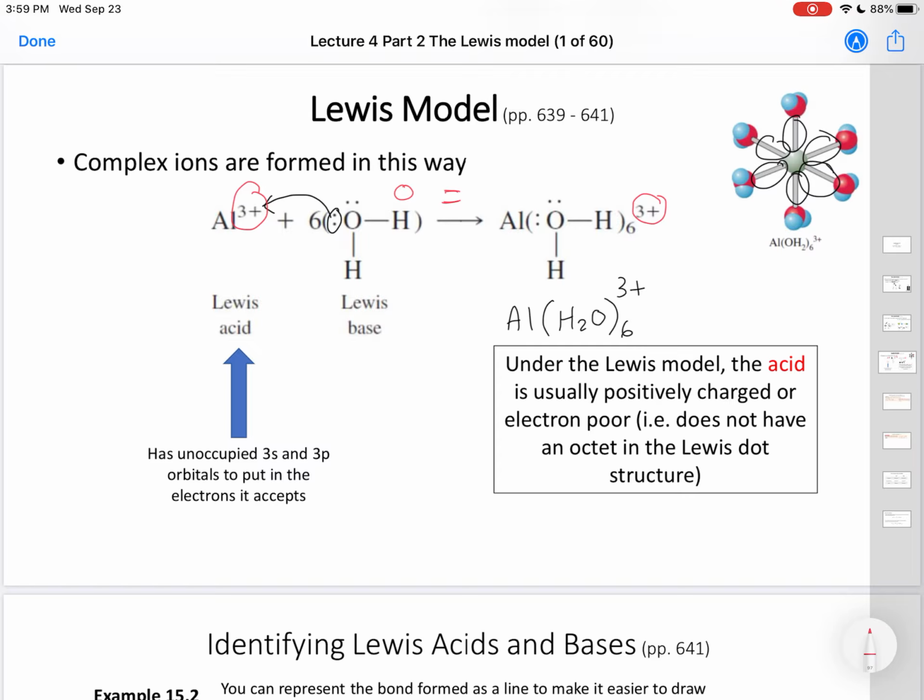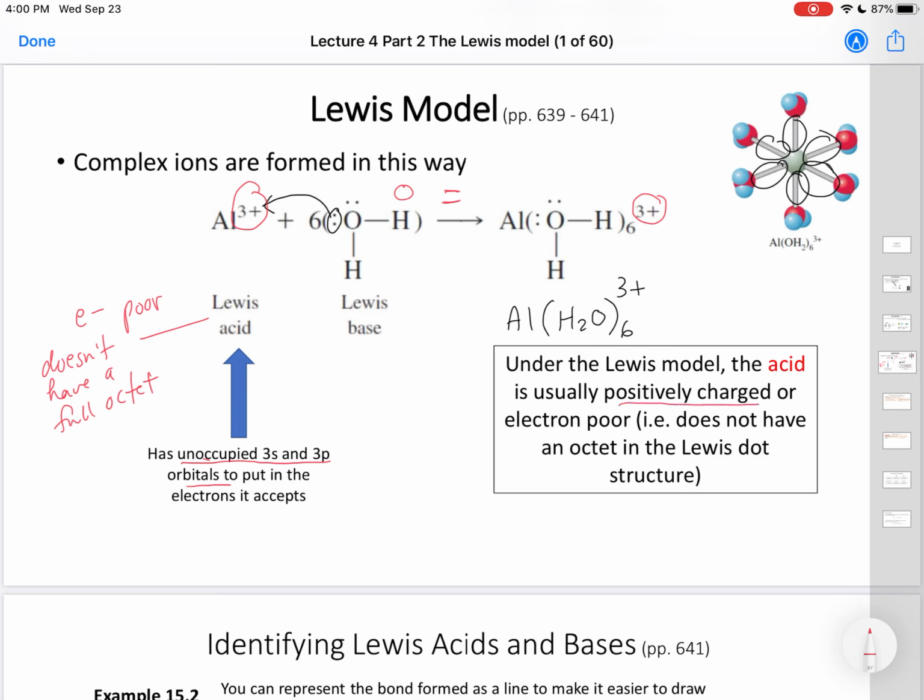The reason that aluminum can be a Lewis acid, remember Lewis acids like to be either electron poor, or it doesn't have an octet. Aluminum has unoccupied 3s and 3p orbitals, right? So you can actually put electrons into the 3s and 3p because it's empty. So aluminum 3+ makes an excellent Lewis acid, okay?